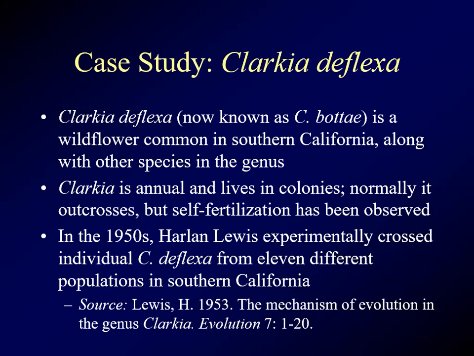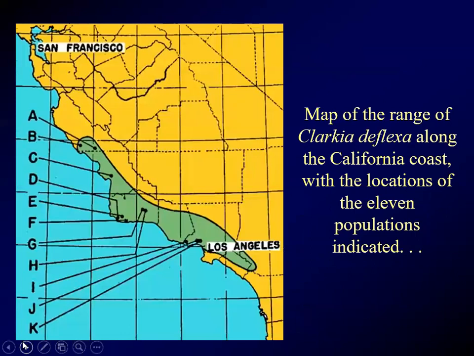So Clarkia is a common Southern California wildflower. And in the 1950s, Harlan Lewis collected Clarkia from 11 different populations in Southern California and experimentally started crossbreeding them. He didn't manage to crossbreed each of the 11 with each of the other 10. So the data is not complete, but it still shows some pretty interesting results.